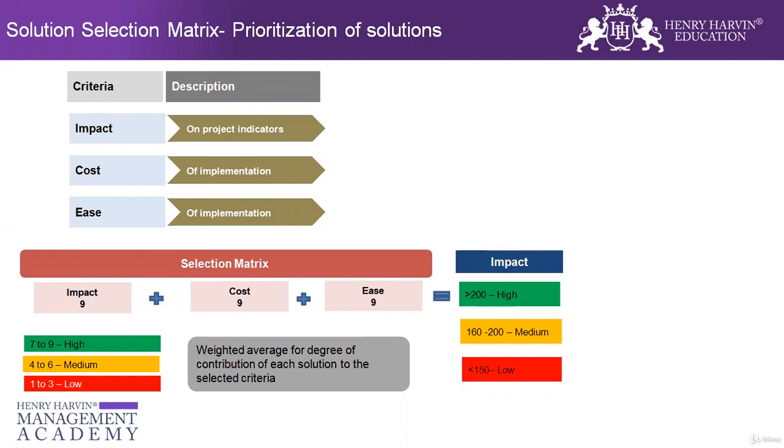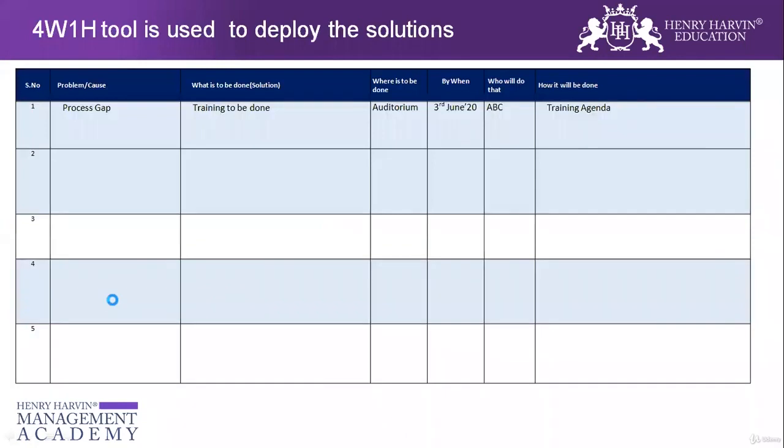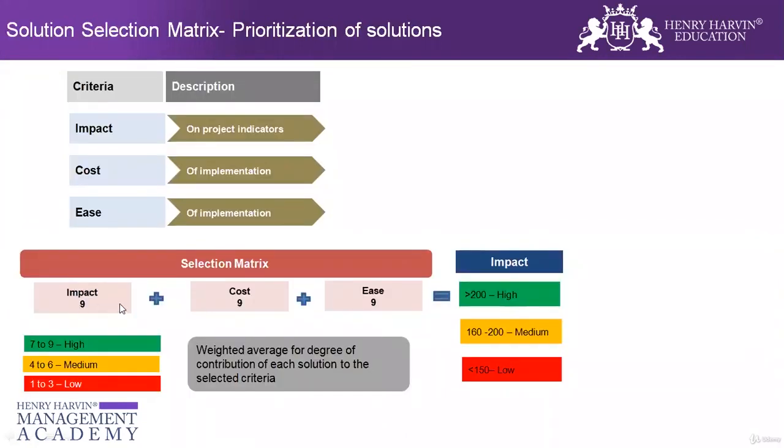Higher rating you would be giving if it is easier to get implemented. So with the help of that, there is a score that comes. So how is it being calculated? You multiply this with 10 and you get a sum.